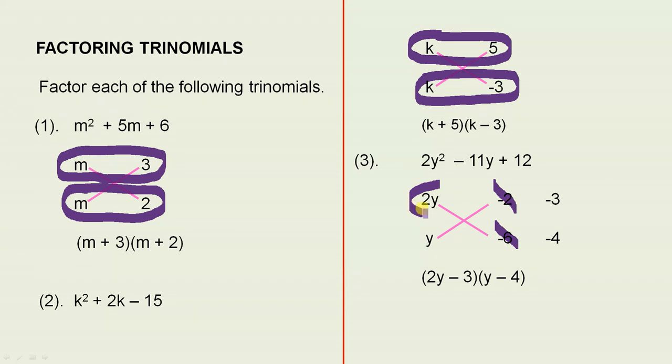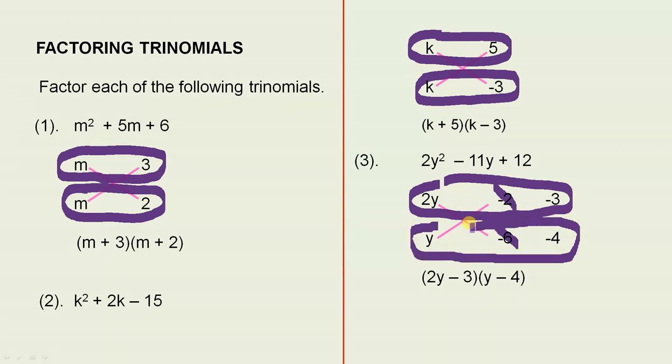So we go 2y minus 3 times y minus 4. And that's the answer. So with examples like this, sometimes you might have to do a couple of experiments before you get the correct two numbers, but that's fine. That is quite acceptable. Let's move on to the next slide.